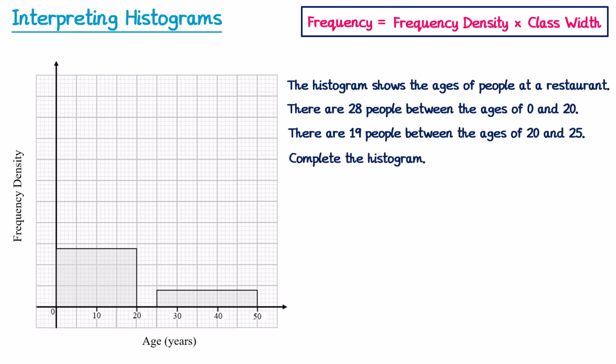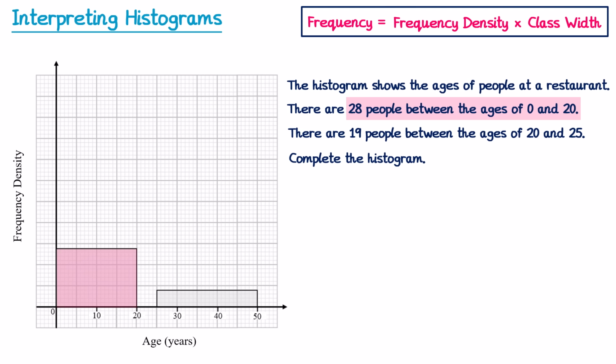We're going to start by looking at where it says there are 28 people between the ages of 0 and 20. This is helpful because this bar is actually on the histogram. It's this first one here. So we know there must be 28 people in that bar. We know the width of the bar, it goes from 0 to 20, what we don't know is the frequency density, since the scale's been missed off.